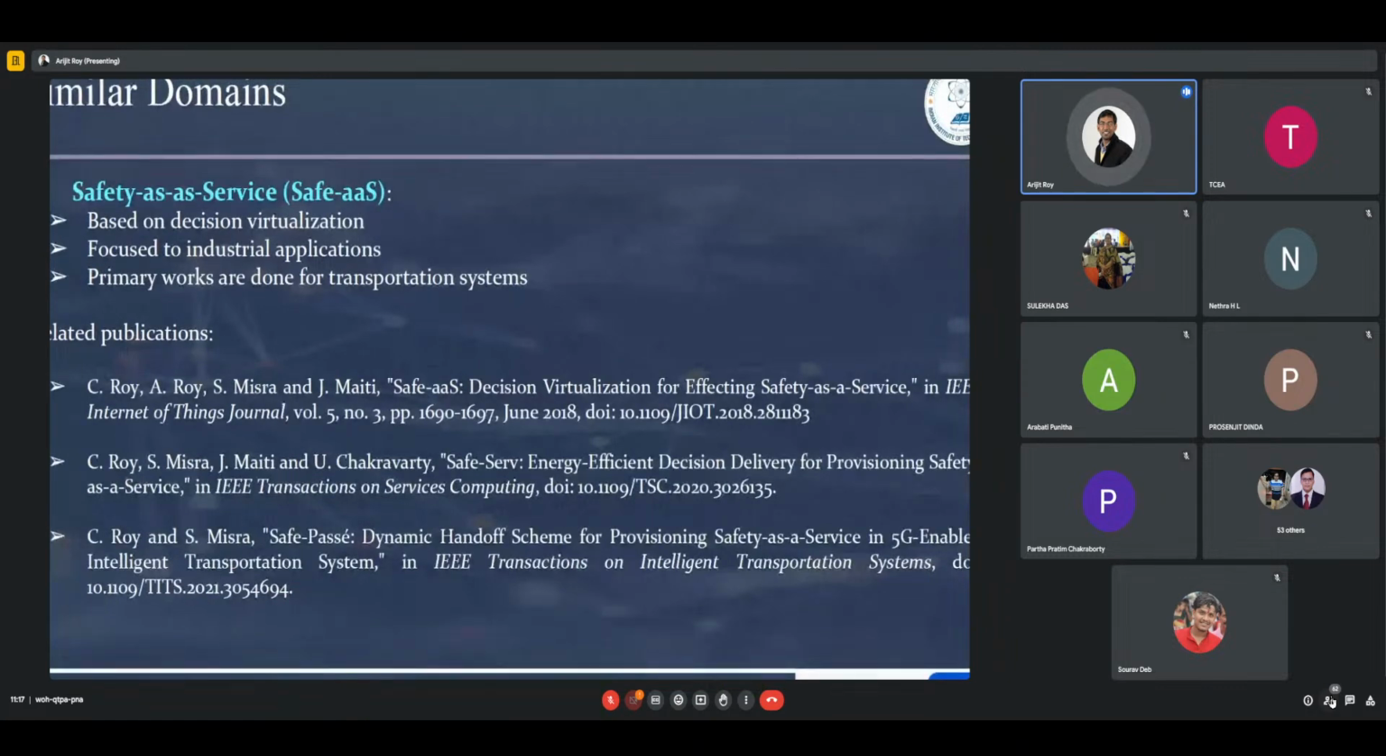Other similar domains: you will find safety as a service. This is the virtualization of the decision. This work is particularly focused on the transportation system. Similarly, there is something known as camera network as a service. On that also I work. If you go through my Google Scholar profile, you will find different things of this sort.